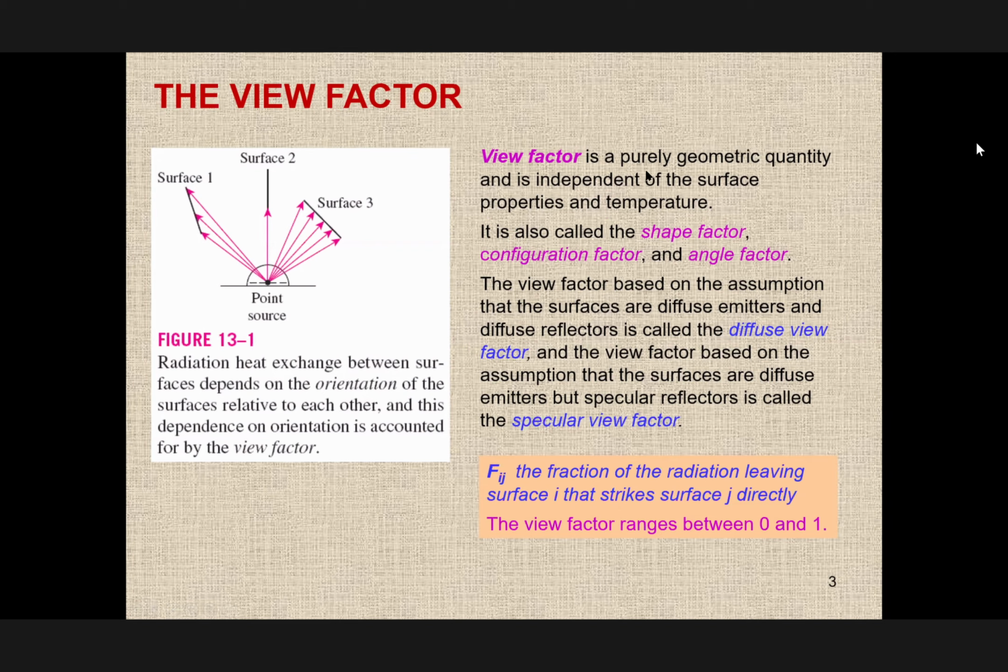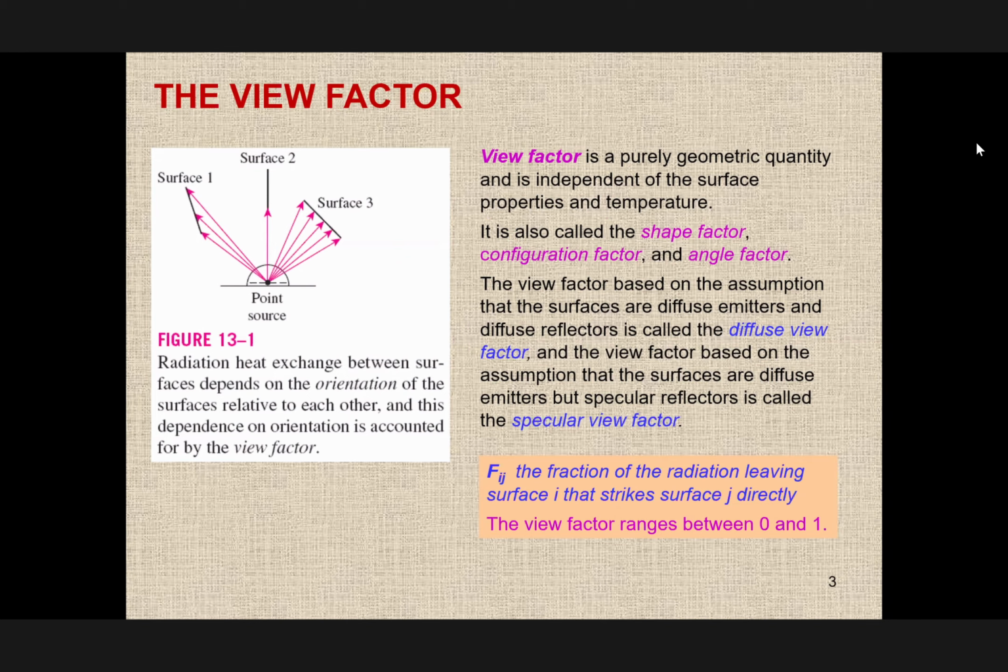Therefore, the view factor is purely a geometric quantity. It is independent of the surface property and temperature. It has nothing to do with anything of radiation, temperature, or characteristics of the material. It's only geometric. It's called shape factor in some textbooks, configuration factor in some, angle factor in others, and sometimes view factor. All four of these terms are used to define the same thing. So if you're using different textbooks and you see configuration factor, it means view factor, it means shape factor.